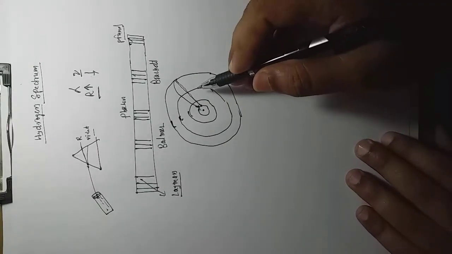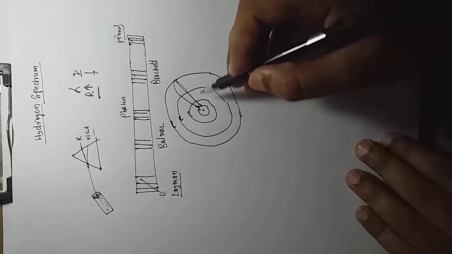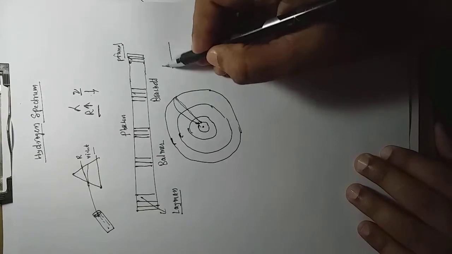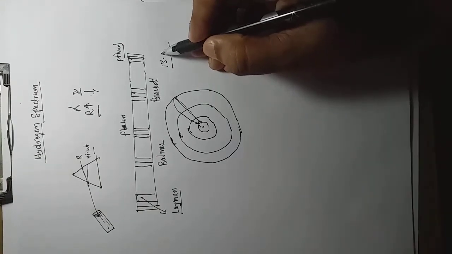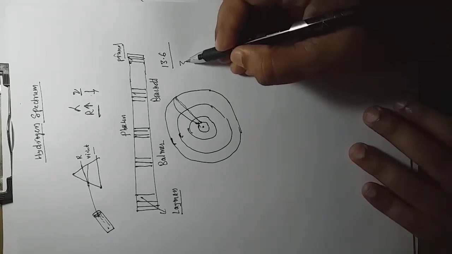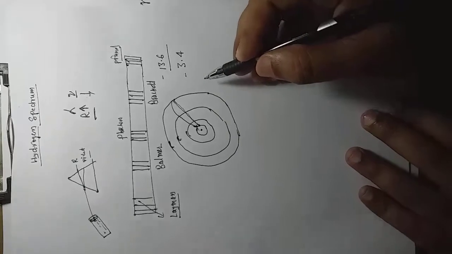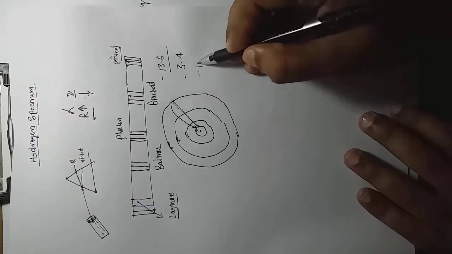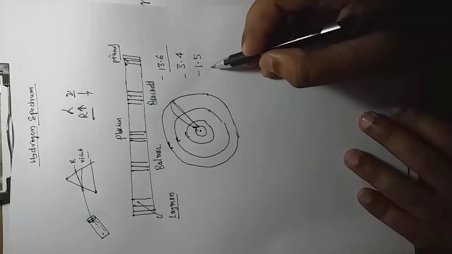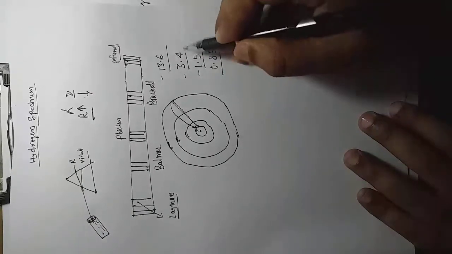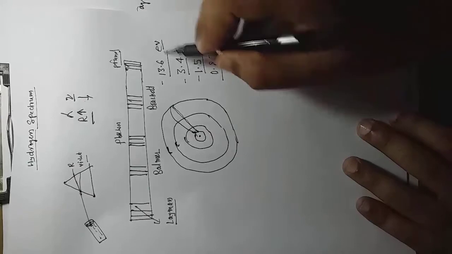Energy, we already discussed, the energy value for the first orbit is 13.6, with a negative sign. For the second orbit this energy is 3.4 electron volt with a negative sign. Next is 1.5 and the last one is 0.85 electron volt. This energy is given, right? We are writing this energy in electron volt.